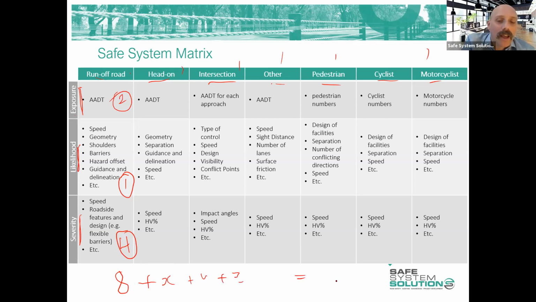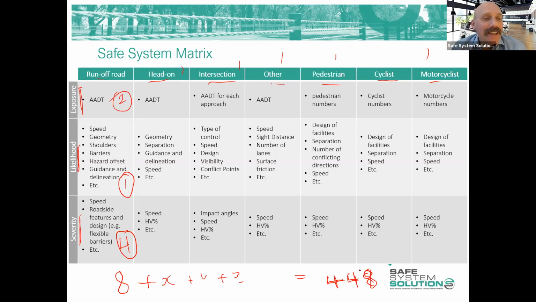Equals, and then you get a score out of 448. If you got a score of 0 out of 448, that would be perfect alignment with safe system principles. If you got a score of 448 out of 448, that would be the furthest away from safe system principles. And that shows you that there is a spectrum there.